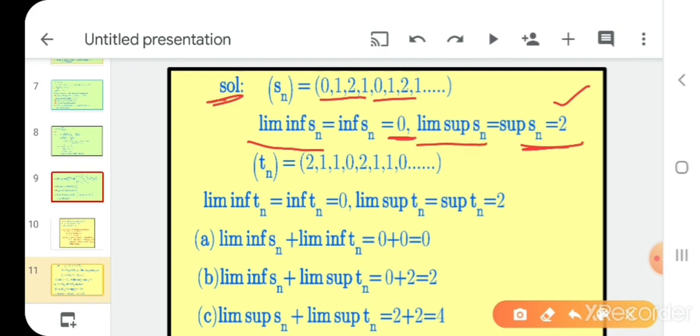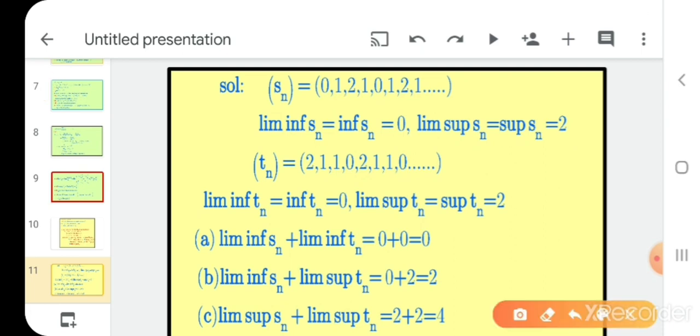Similarly, what are the elements in Tn? 2 1 1 0, 2 1 1 0, 2 1 1 0. What is the infimum of Tn? 0. What is the supremum of Tn? 2. Therefore, limit infimum of Tn is equal to 0. Limit supremum of Tn equals 2.